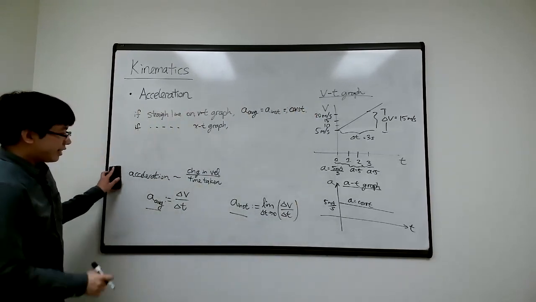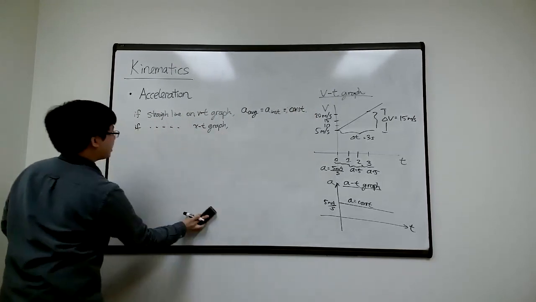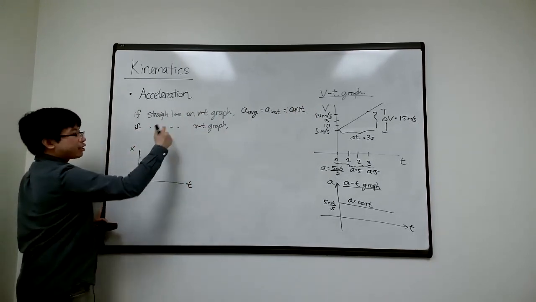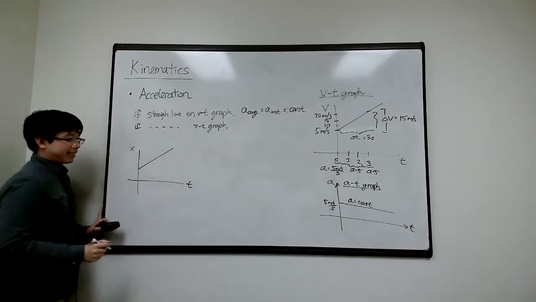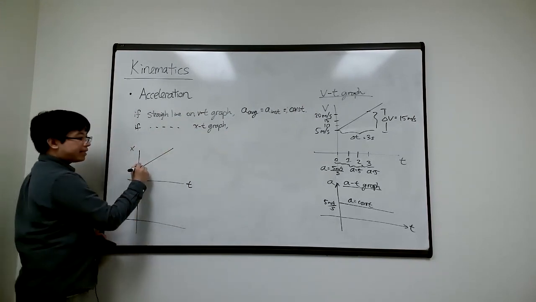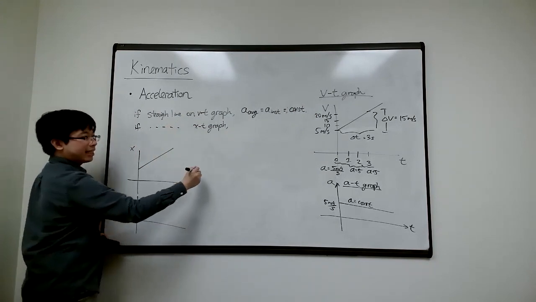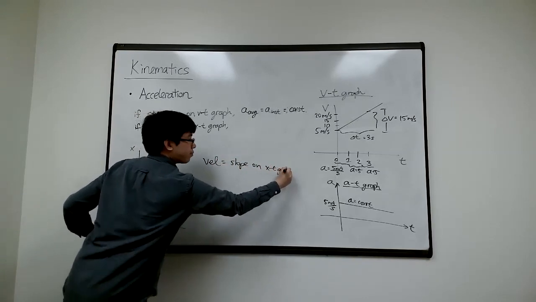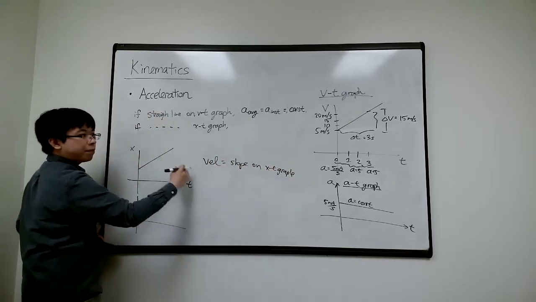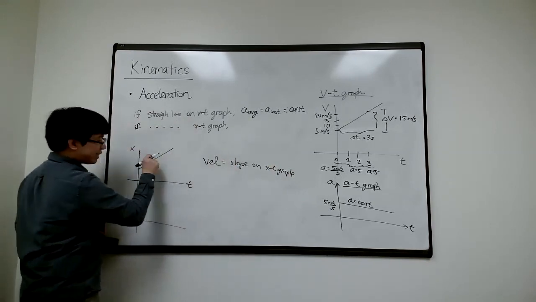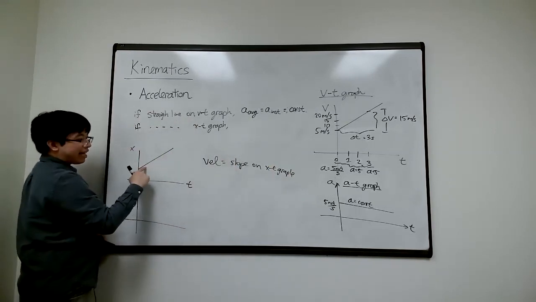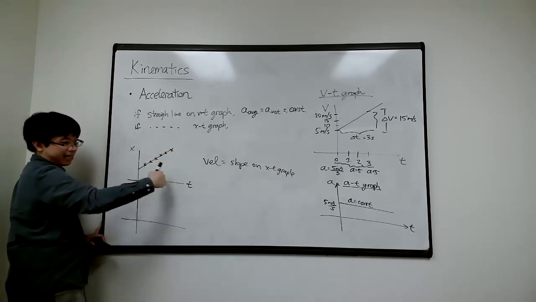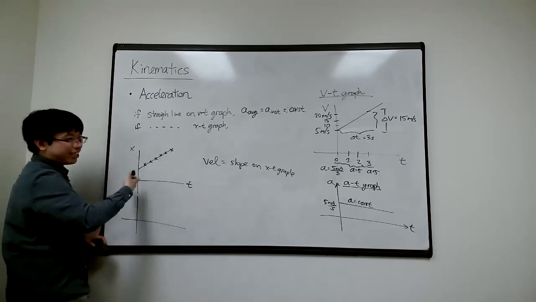Okay, let's make sure this is true, right? Let's see if I draw an xt graph, and it's a straight line with some slope like this. Remember, velocity is the slope on the xt graph. The average velocity is the average slope. The instantaneous velocity is the instantaneous slope. But if it's a straight line, then the average slope is the same as the instantaneous slope. At every single point, the slope is the same, right? And the average, of course, average meaning average, is the same.